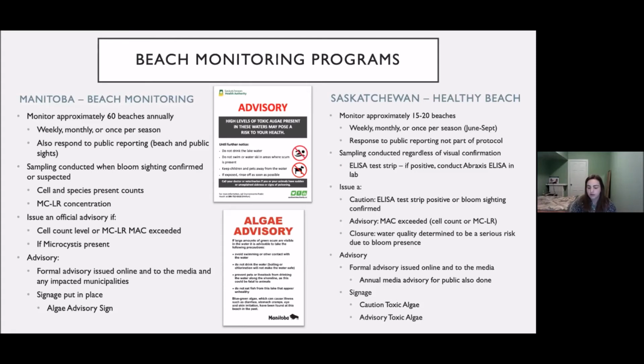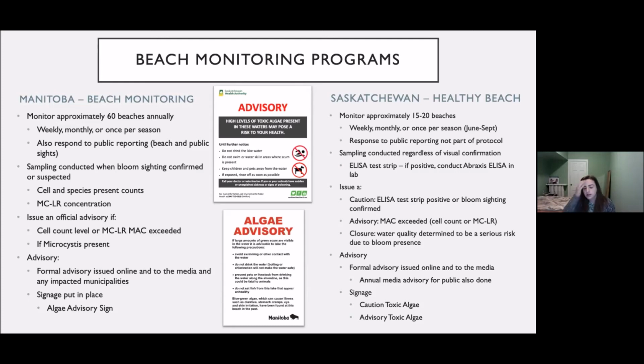Saskatchewan, on the other hand, only monitors 15 to 20 beaches. Same thing, weekly, monthly, or once per season, and that's from June to the September long weekend. They do a similar assessment based off of popularity of the beach and whether or not blooms have occurred frequently in the past. And they do not respond to public reporting. That's not part of the Ministry of Health's protocol.